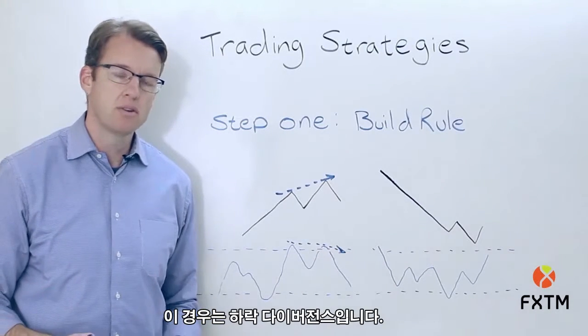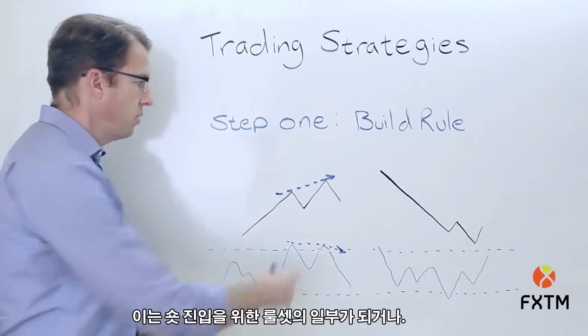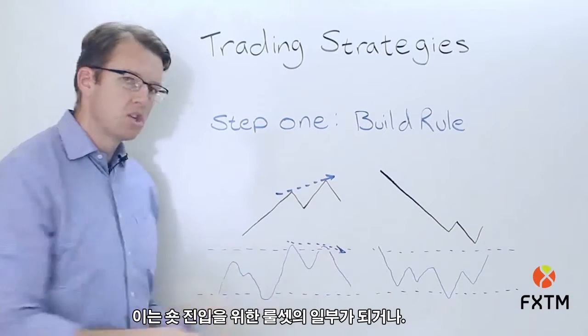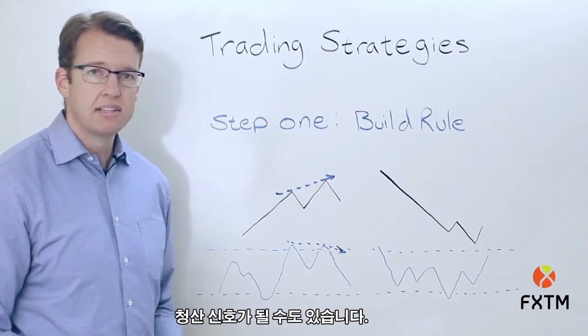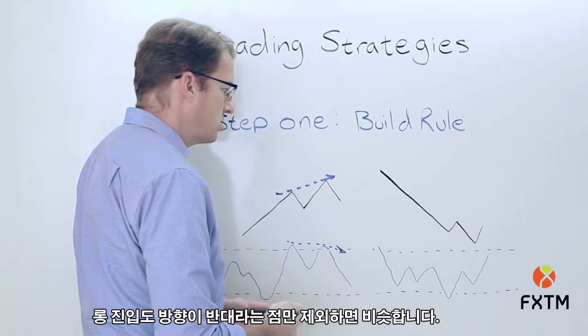So this is a bearish divergence. An investor would look at this as a bearish entry signal. That would be part of a rule set here for a short entry, or potentially as an exit signal. Now, a long entry would be similar except just in reverse.